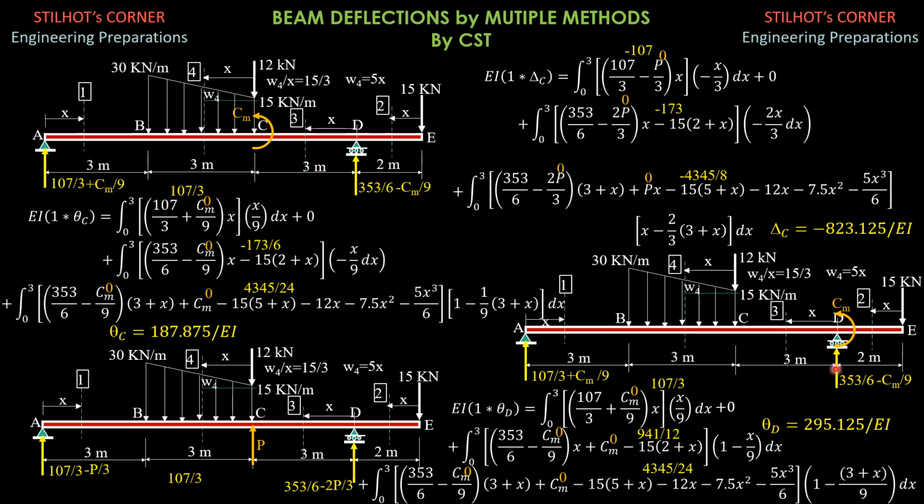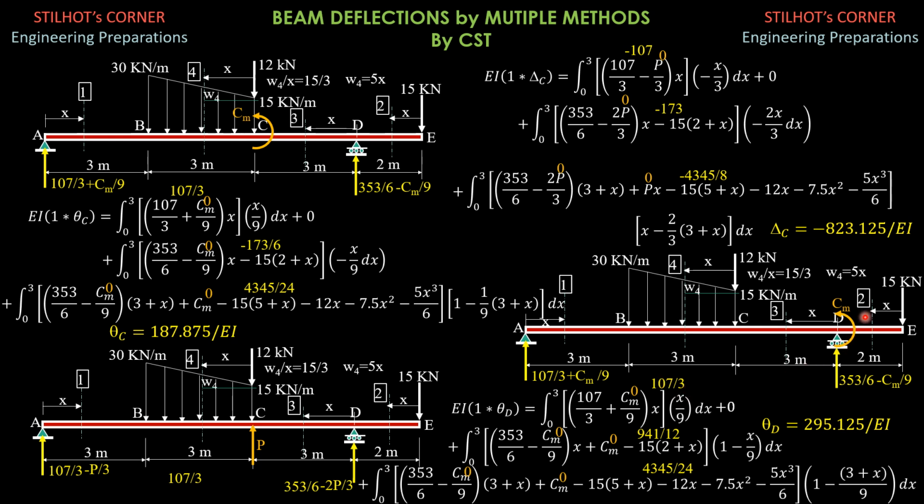Next, we apply a couple at D, C sub n, to solve for theta D. The reactions at A would be 107 over 3 plus C sub m over 9. At D, 353 over 6 minus C sub m over 9. Then EI times 1 times theta D, integral 0 to 3. Moment at this section is quantity 107 over 3 plus C sub m over 9 times x. Derivative with respect to C sub m is x over 9 dx. Setting C sub m 0 and integrating, it is 107 over 3.